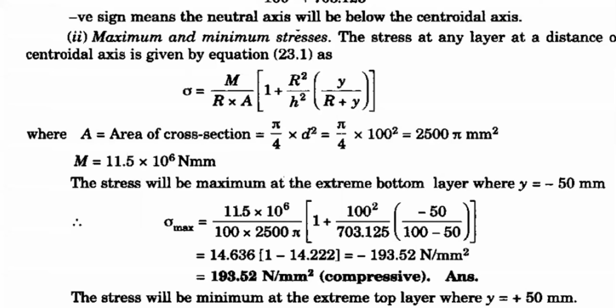R is the radius of curvature and A is the area of cross section. What is the area of cross section here? Here it is a circular cross section. So for a circular cross section, it is pi over 4 d square as usual. So I think there are no hassles that I'm experiencing here.